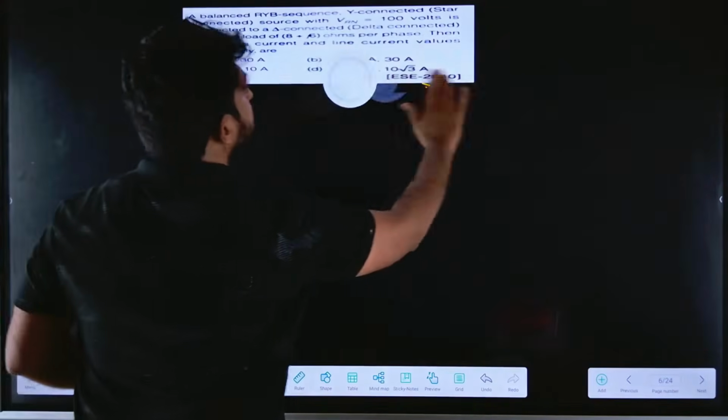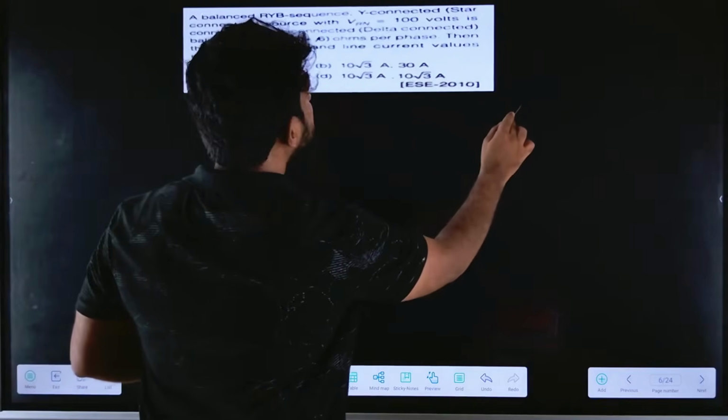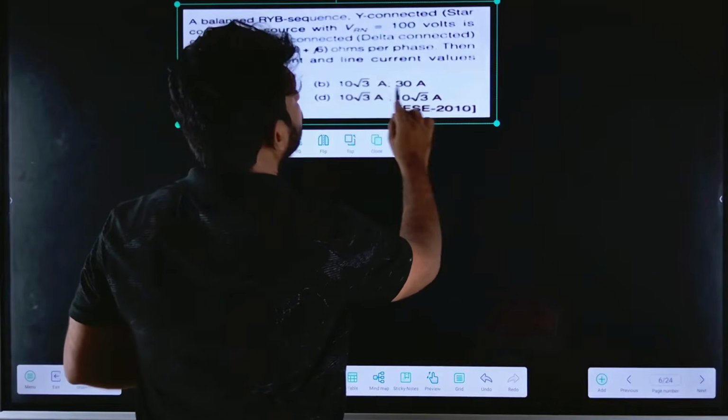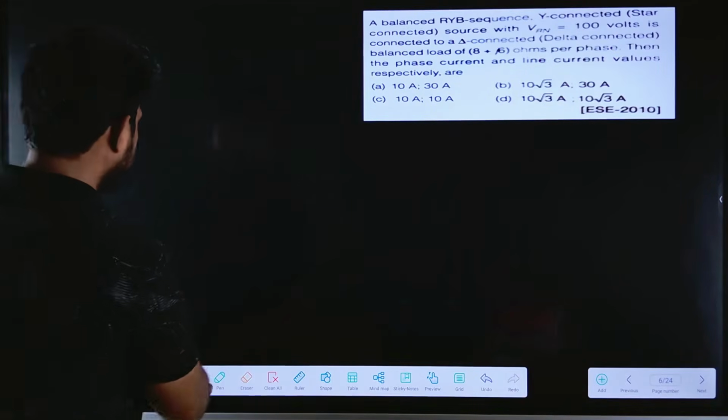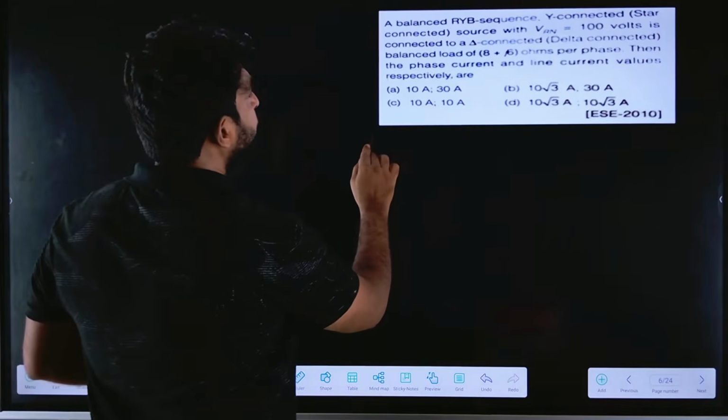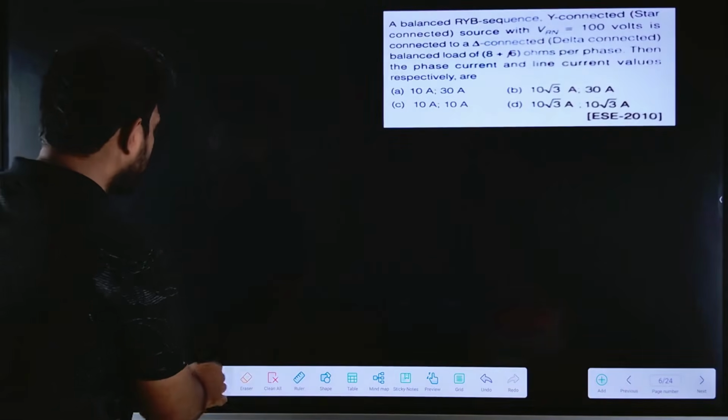So let us solve the next question. It was asked in the previous year question. So yes, let me explain the question. So what is the question here?